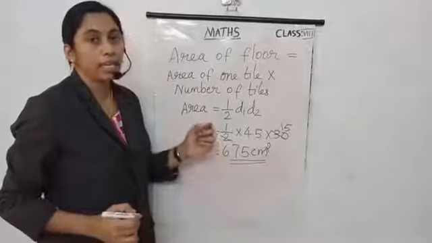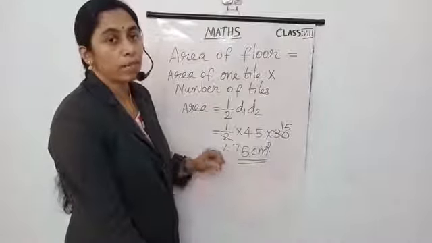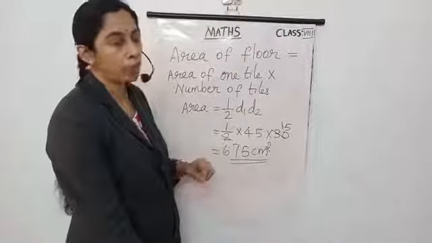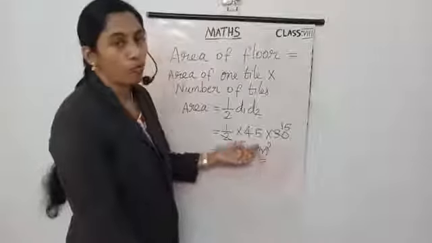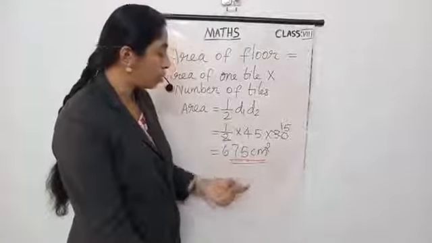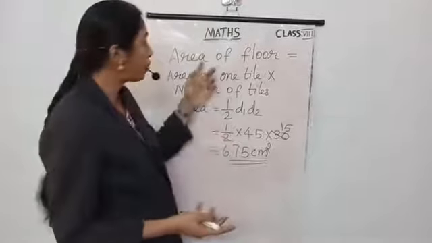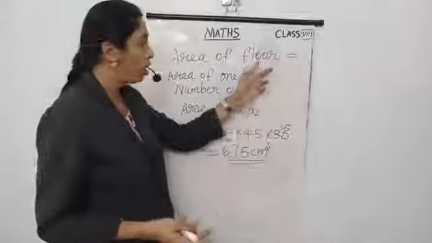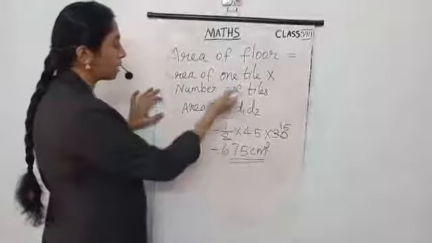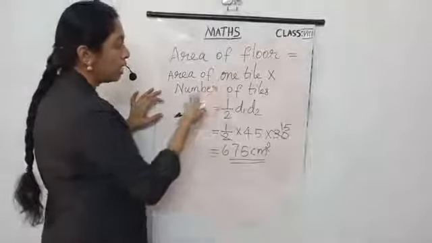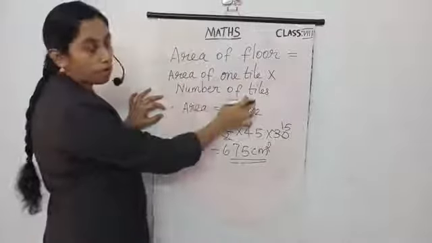Why centimeter square? Diagonals are given in centimeters. In the question, the given cost per meter square is rupees 4. So here we find area of one tile in centimeter square. Okay, so we need to convert this to meter square after finding area of floor. So first substitute this value 675 in this equation, area of one tile into number of tiles.